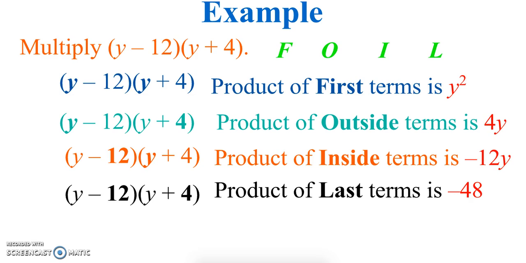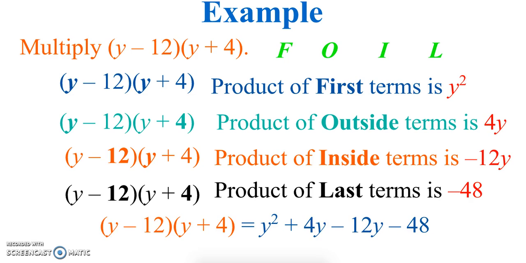Those are all my math completed. From there, I just have to add my like terms. I have no y squared. There's only one, so I don't add it to anything. I have a 4y, negative 12y. Those are like terms. I put them together, and there's nothing like a negative 48. So when I combine them all together, I get y squared minus 8y minus 48.